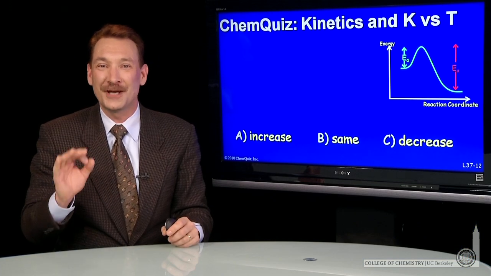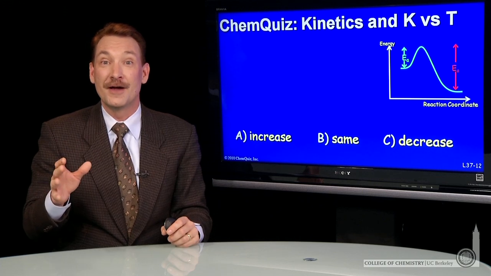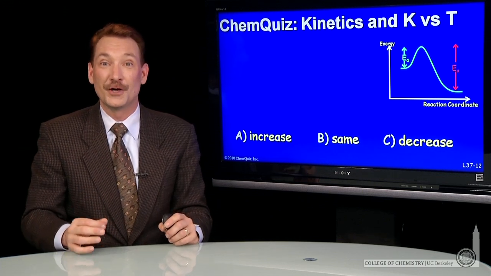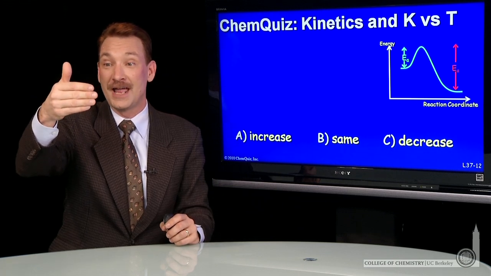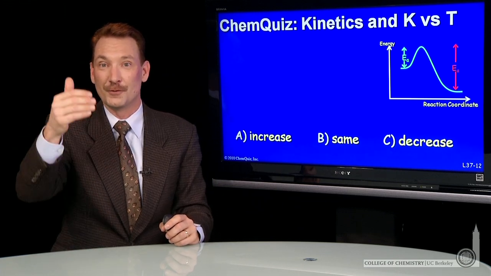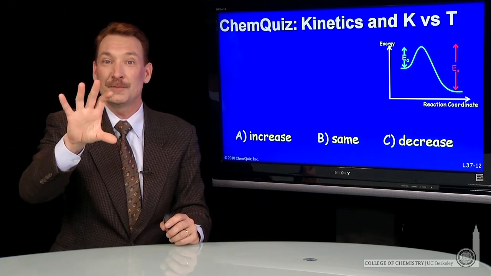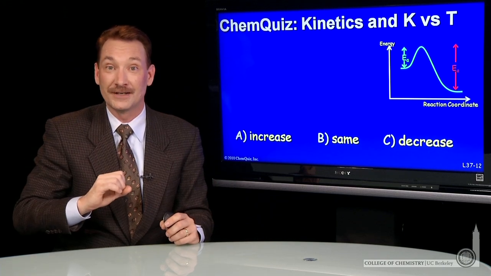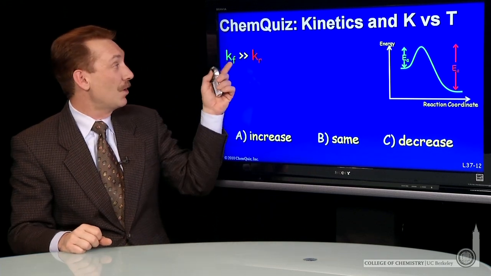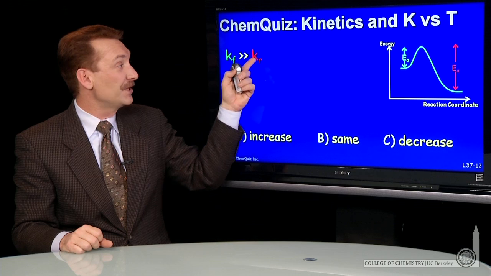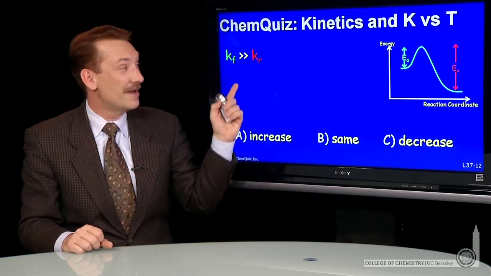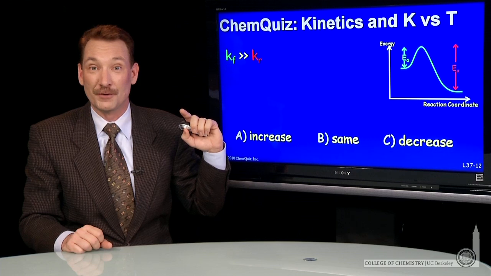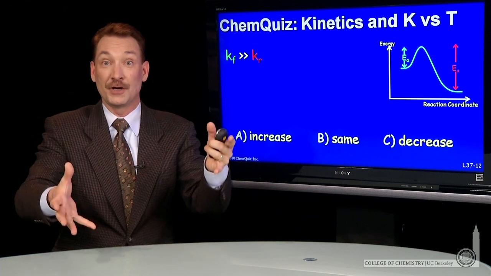We're looking at the effect of temperature on an equilibrium constant from a kinetic standpoint. So the equilibrium constant is the ratio of K forward to K reverse, the rate constants. So we should be able to predict the temperature effect on that equilibrium constant. We're told that K forward is bigger than K reverse. So the forward reaction is fast relative to the reverse reaction at equal concentrations, of course.